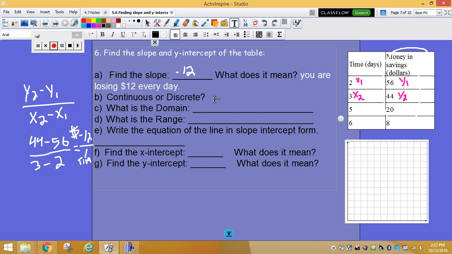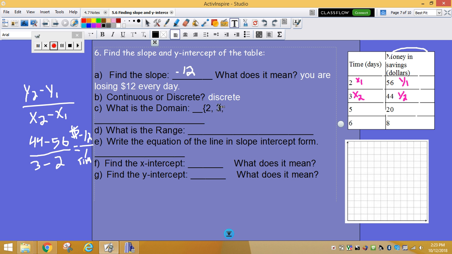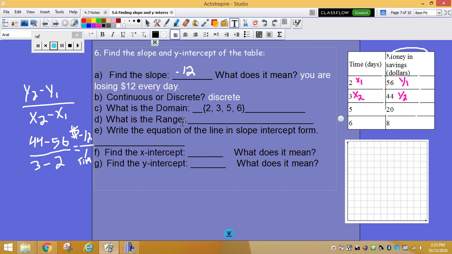Continuous or discrete? Well, money in savings in dollars, and you're going every day. That means it's going to be discrete because you're only counting days, not all the times in between the days. The domain, remember we write like this, so the domain is 2, 3, 5, and 6. Your range are your y's, which are 56 and 44 and 20 and 8.